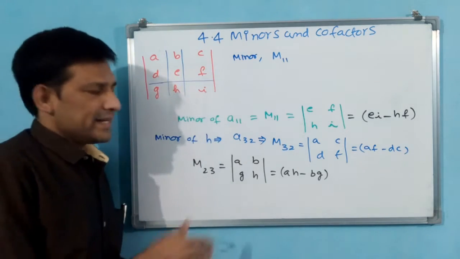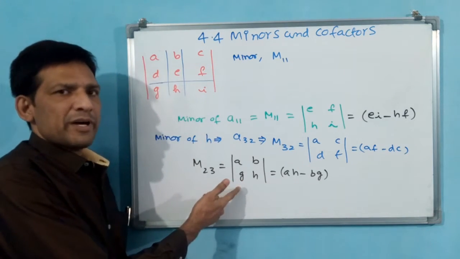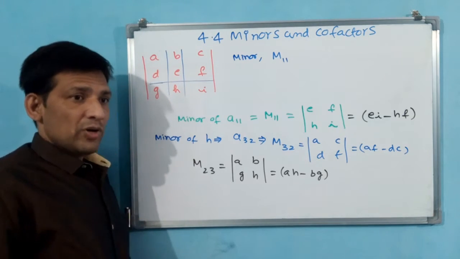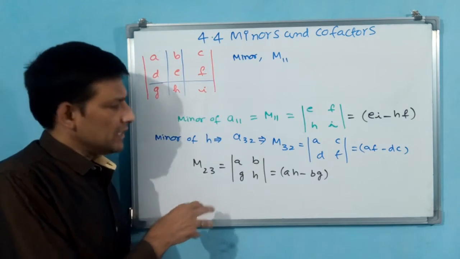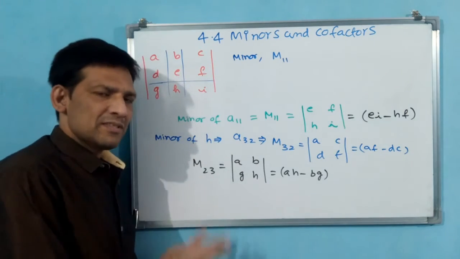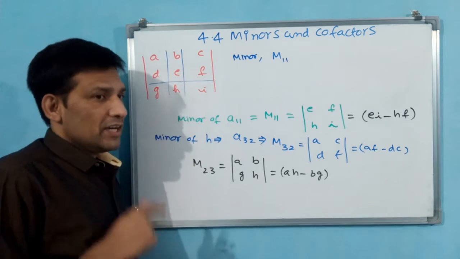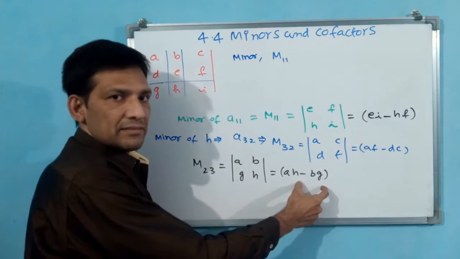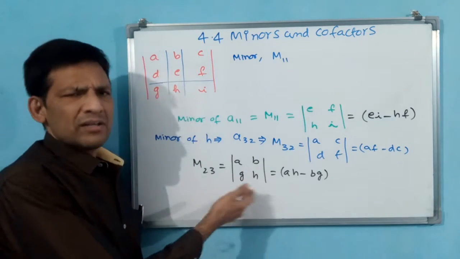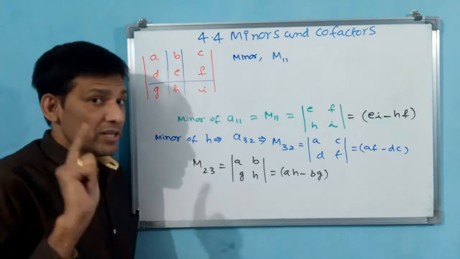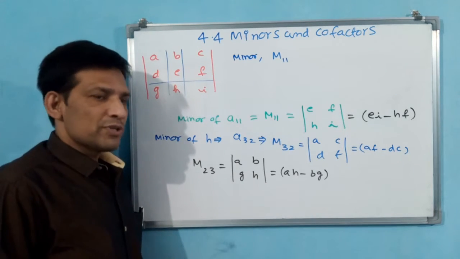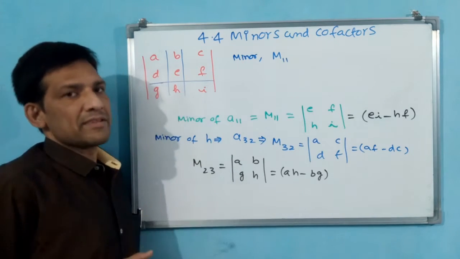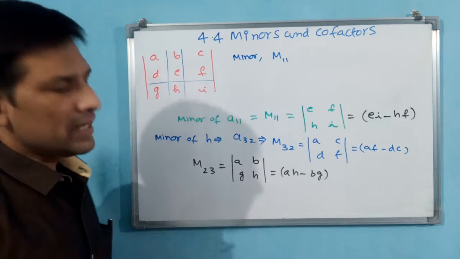Can we write this directly without writing this statement? That depends on your practice. If you are asked to write the minor, then you have to write this one, because these steps are going to give marks. If it is an objective question with options A, B, C, D, then you need not write all these things. Directly you can write the answer. But in other questions, you have to write this one.